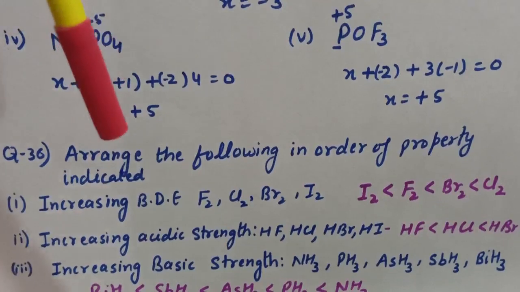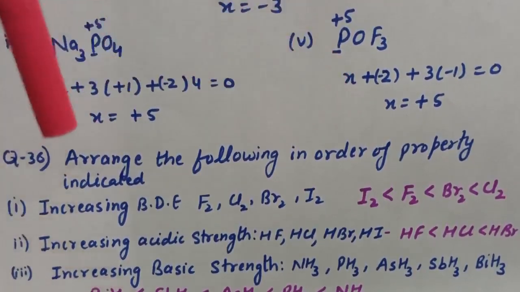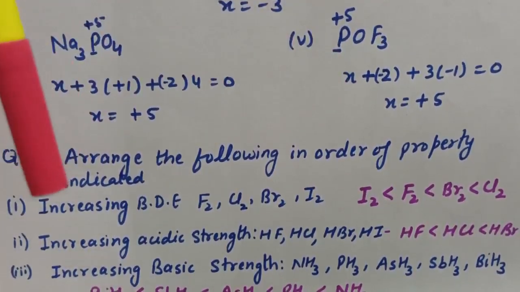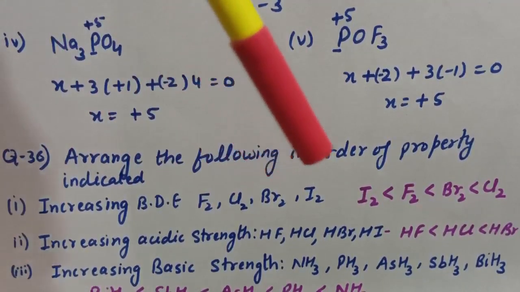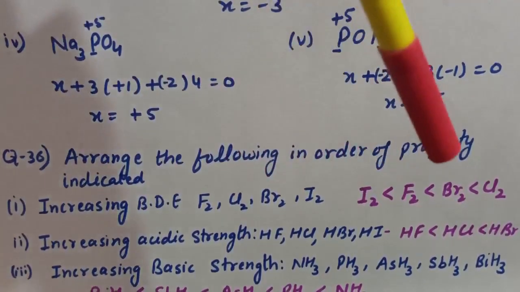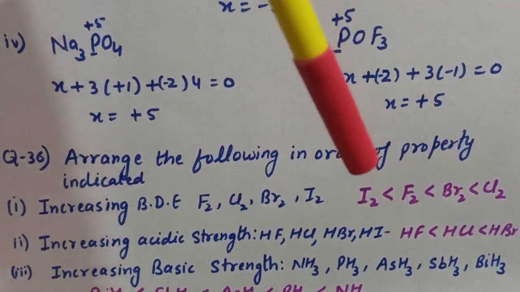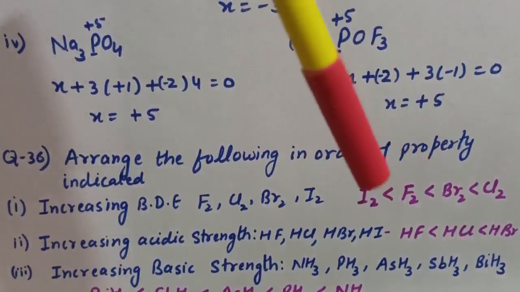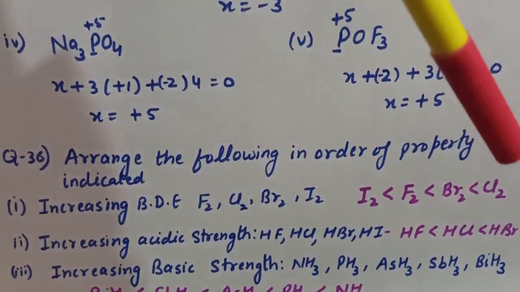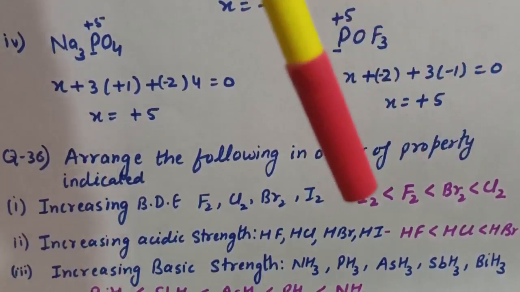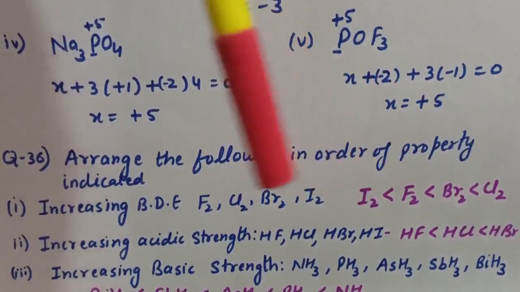Next question is, arrange the following in order of the property indicated. First is increasing bond dissociation enthalpy: F2, Cl2, Br2 and I2. This is the increasing order of bond dissociation enthalpy. I2 has the least bond dissociation enthalpy, whereas Cl2 has the highest bond dissociation enthalpy. And this we have discussed in our lecture.